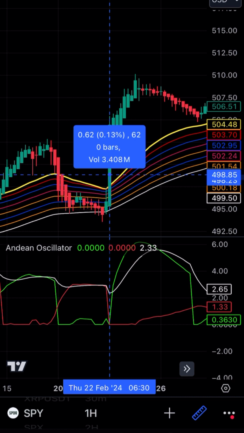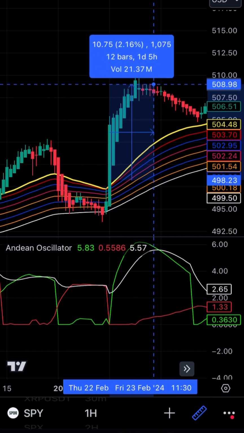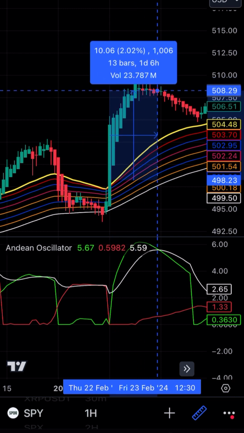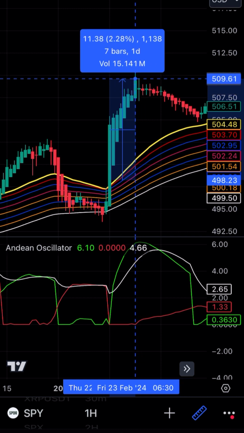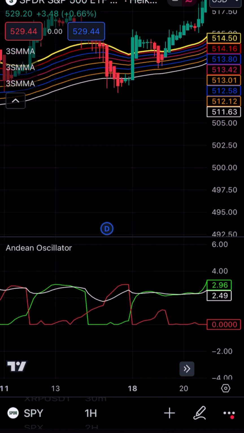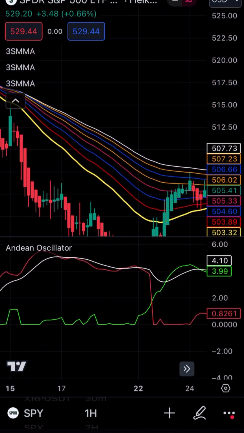Come right about here, ride it out right till it touches the signal line. And this is about $1,000. Well, this is a day. Let's do a day here. It's a day. This is an $11 move. This is about $1,138. So it works really well with SPY if you follow this precisely.